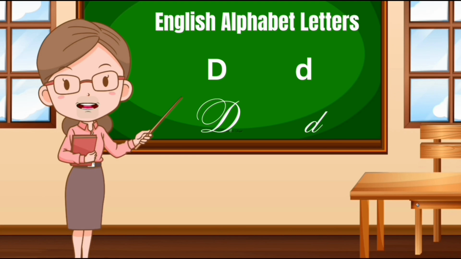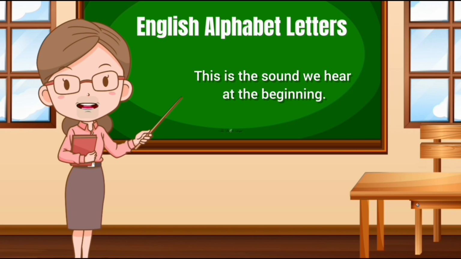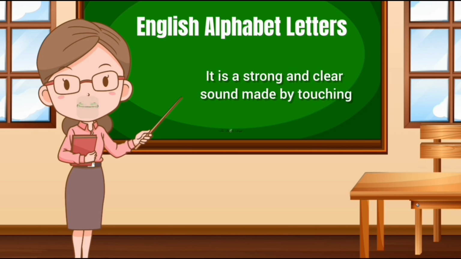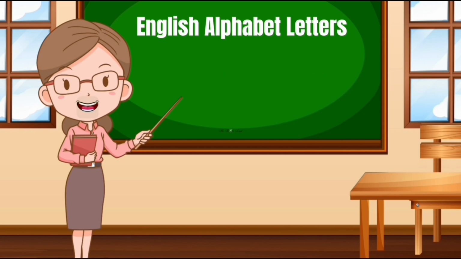This is alphabet letter D. The letter D makes one main sound. D. This is the sound we hear at the beginning of words like dog, doll, and dance. It is a strong and clear sound made by touching the tip of our tongue to the roof of our mouth. And it's a fun sound to make.